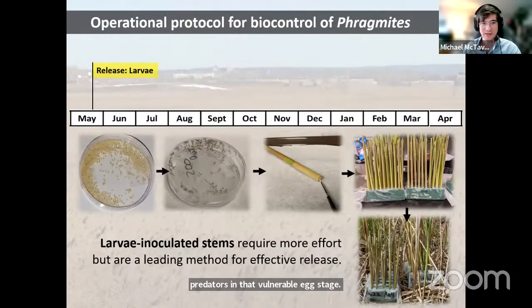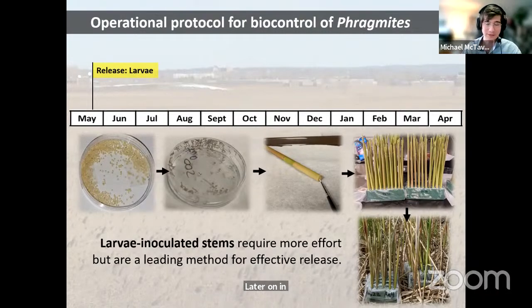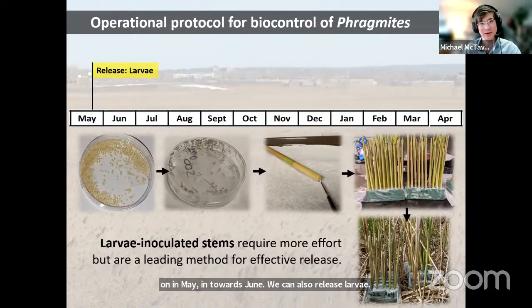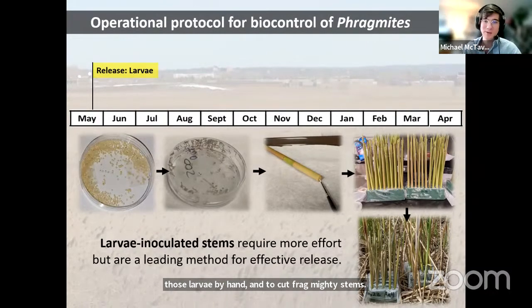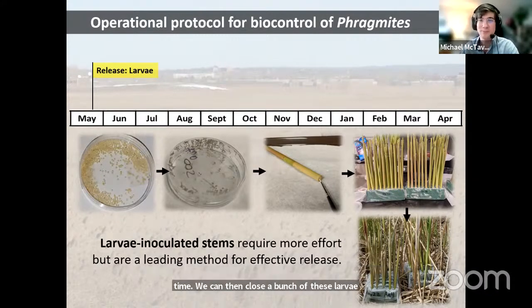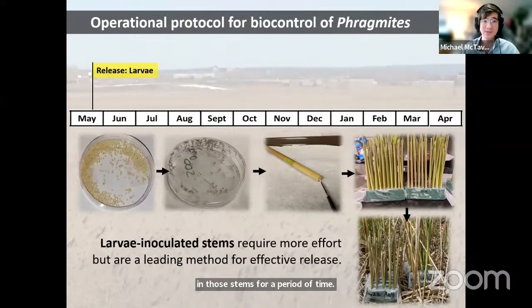Later on in May, in towards June, we can also release larvae. The best method that we've found to do this is to allow eggs to hatch out into larvae and then to inoculate those larvae by hand into cut Phragmites stems. This gives them something to feed on and sort of a sheltered environment for a period of time. We can then collect a bunch of these larvae inoculated stems into blocks of foam to keep them moist and then put those out into the field. So they'll feed in those stems for a period of time, then chew their way out and switch to a new stem in the field. This requires quite a bit more effort. But is currently one of our most effective methods for getting reliable damage post-release.